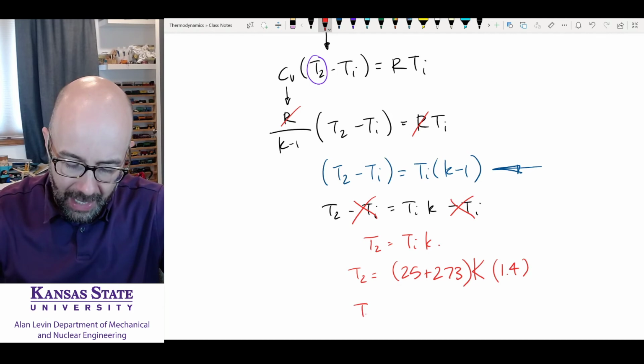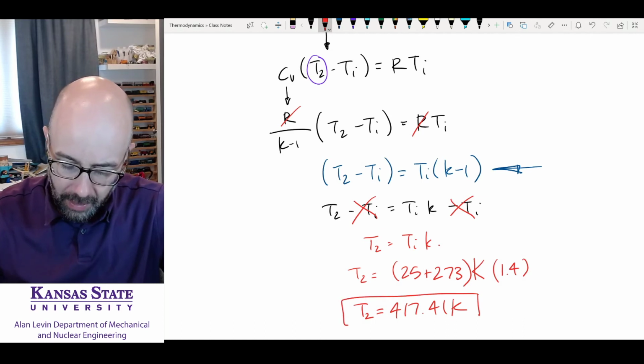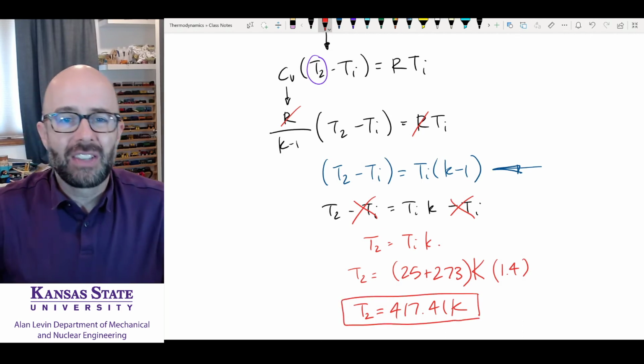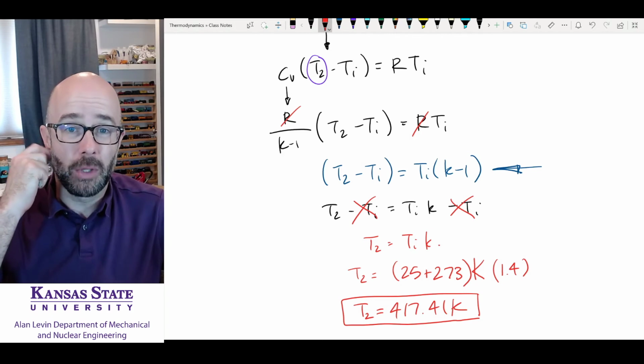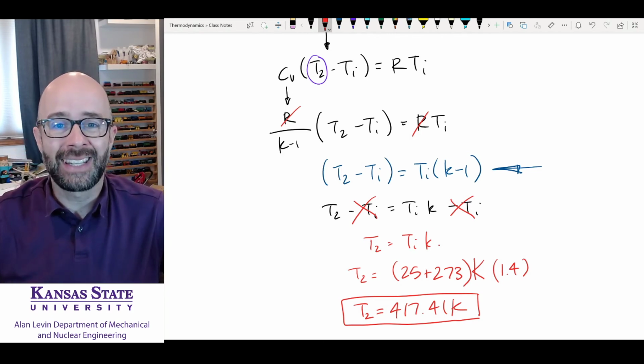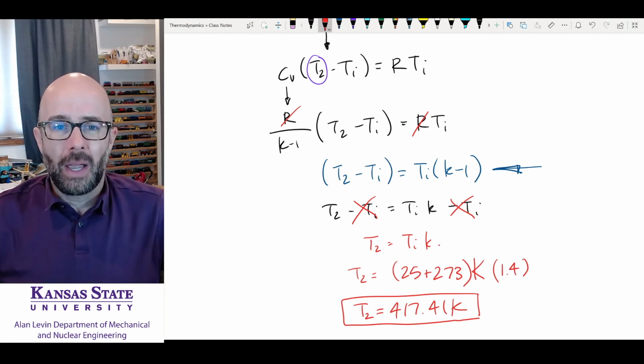And if I got the answer, T2 would be equal to 417.41 kelvins. Okay, that's very similar to what I got if I were going to do a problem that was variable specific heat, when I got 416 Kelvin. Okay, now that's hot. You think, why is it so hot? Why is the temperature rising when I'm just trying to equalize that?